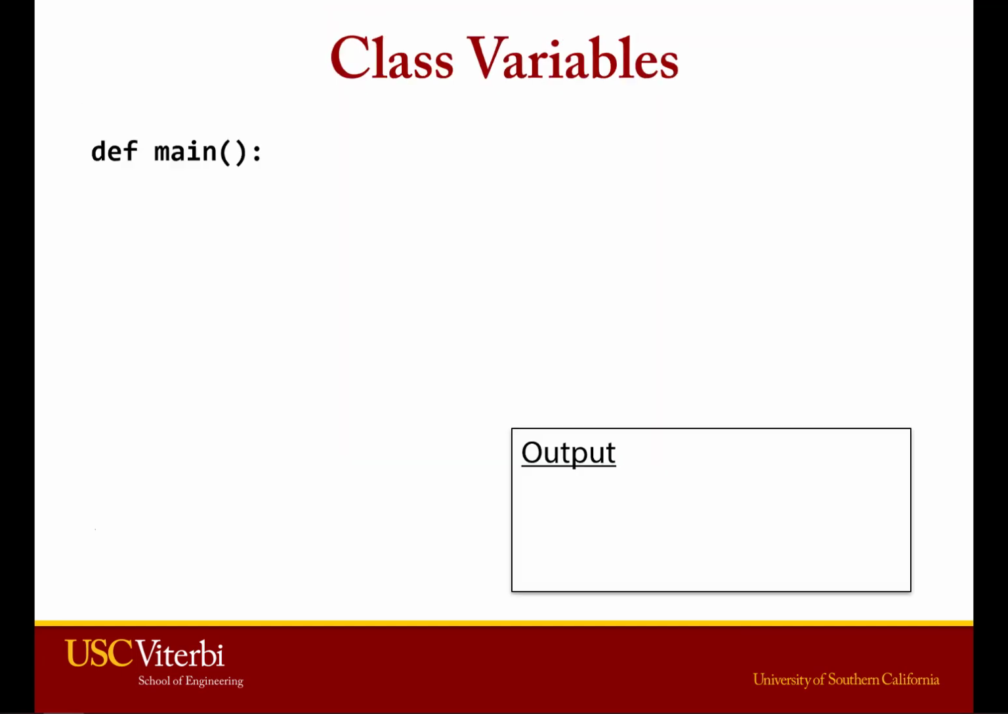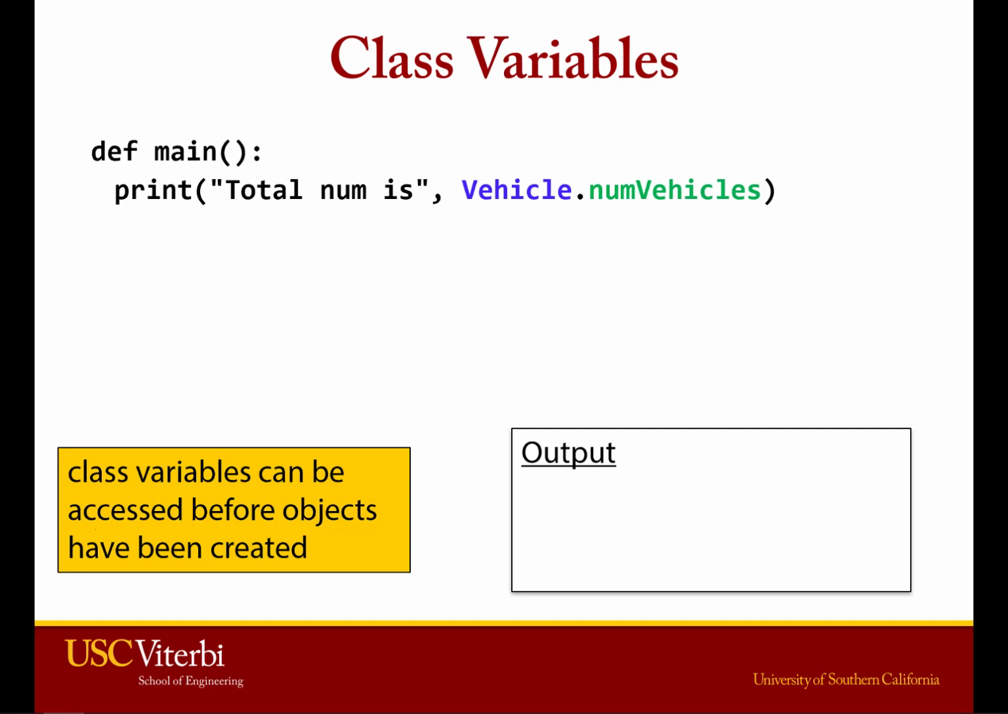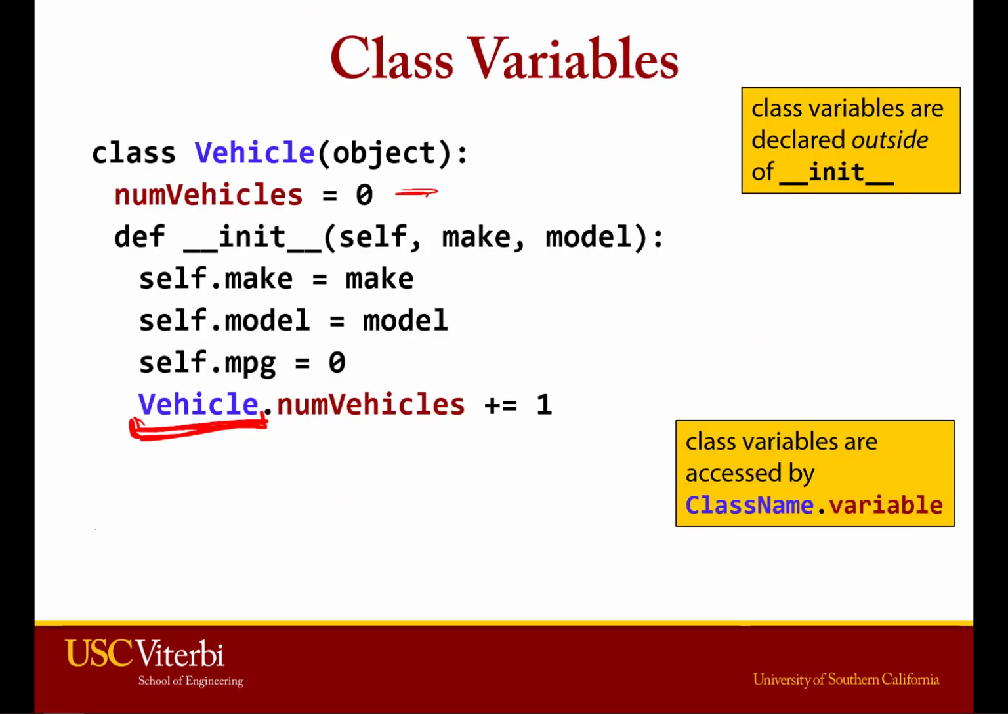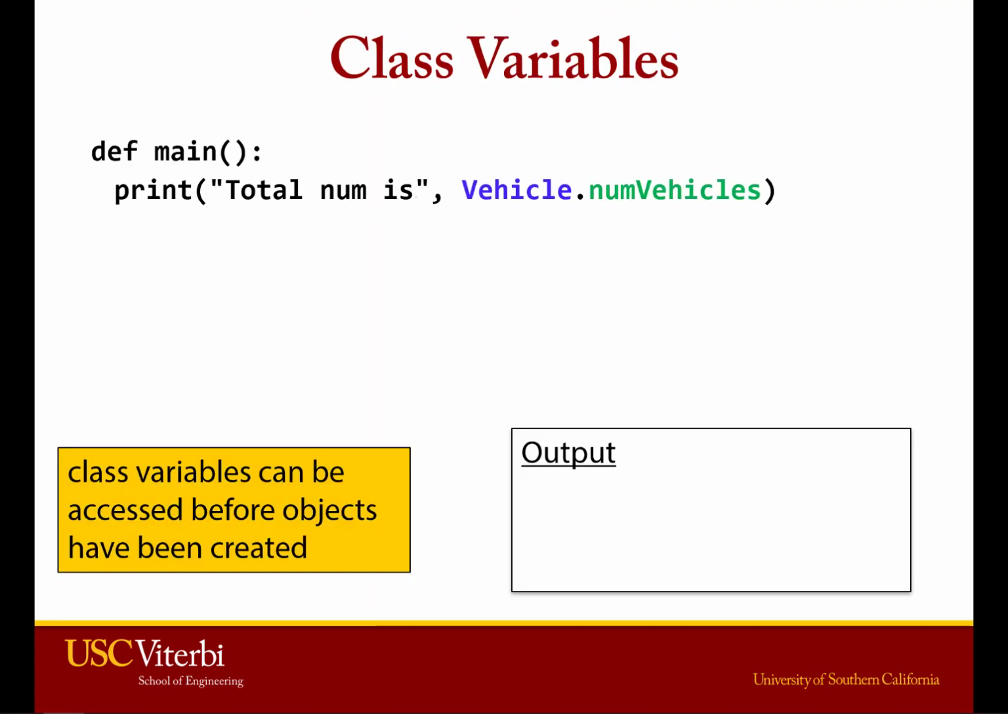So let's look at an example. Let's say that I first say, okay, I have not made any vehicles, but I would like to see how many there are. So I could say total is Vehicle.num_vehicles. Now, it's going to say 0 because why? Well, if we look back here, when you first define the class, before you've created any objects, you set it to be 0. So now, you're going to say that there are 0 objects.